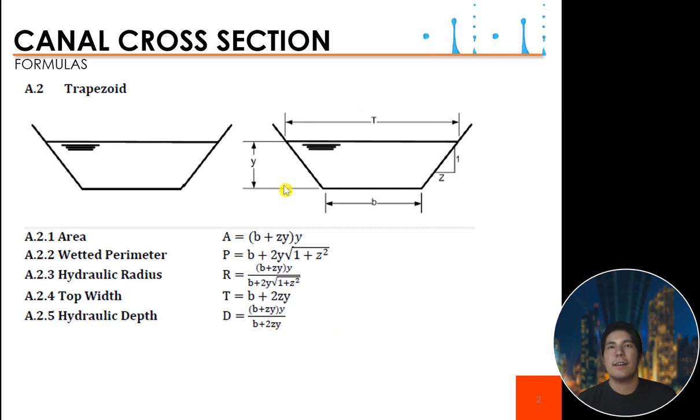And we have also trapezoidal, no? So, we have area, wetted perimeter, hydraulic radius, top width, and hydraulic depth. Take note, the formula is in terms of side slope, no? Because one parameter in the design of canal is the side slope. We have criteria for side slope that we take into account in the design, no? So this formula is very useful because it is already in terms of side slope.